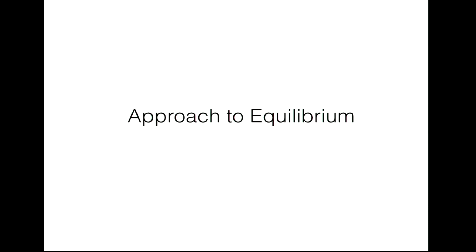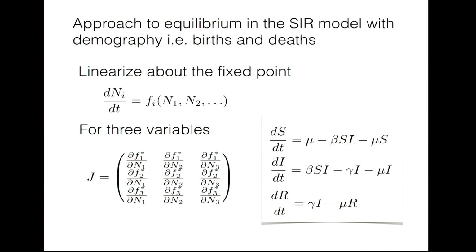Let's talk briefly about the approach to equilibrium. As I said, the moment you account for demographics, you have saturation values of I, R, and S. But how do you get there? For this, the generic way is to start with a set of equations that defines the dynamics of your model. So your dynamical system dn_i/dt is some function of n1, n2, and n3. The properties about the fixed point are determined by the Jacobian, which for a set of 3 variables involves f1, f2, and f3, these particular combinations of terms.